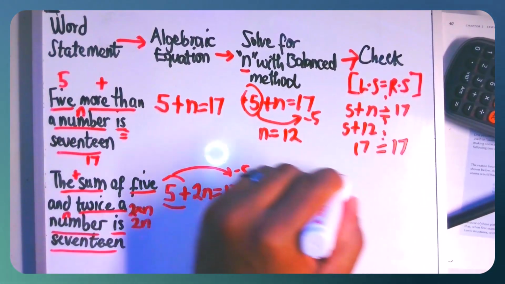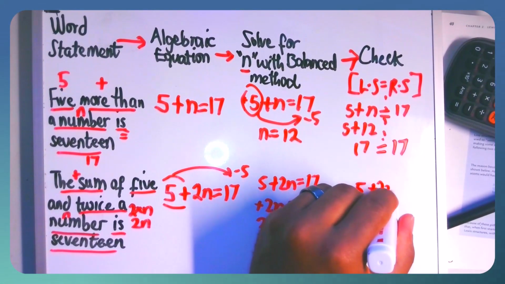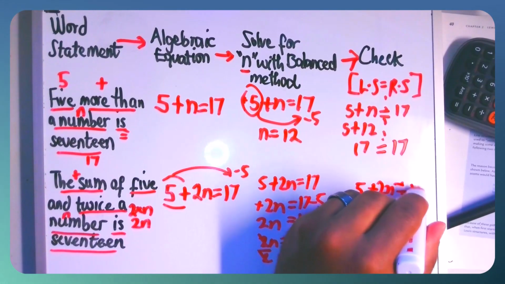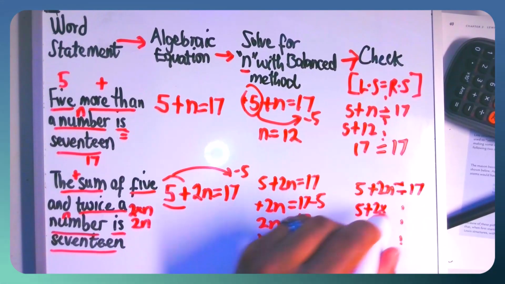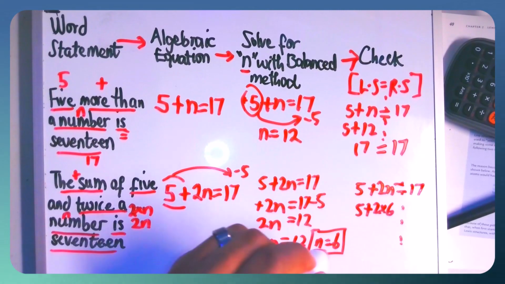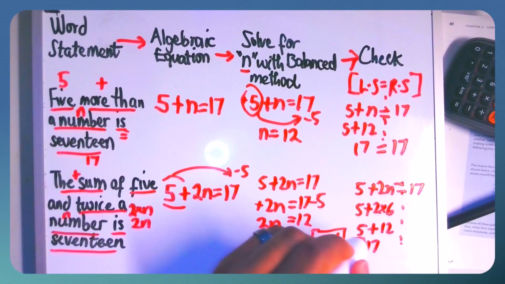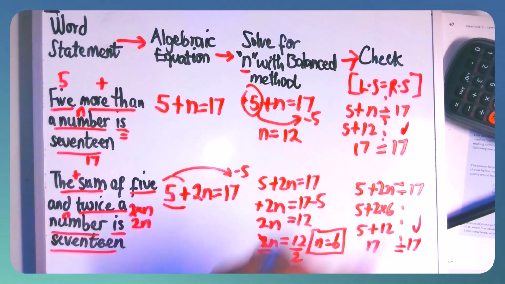And so on our left side of this equation, we have 5 plus 2n, and on our right side, is it equal to 17? In here we know that 5 plus 2 times what? 6, because n is equal to 6 from what we got. And so 2 times 6 gives you 12 plus 5, that gives us 17. Therefore the left side is equal to right side, and this here is correct.